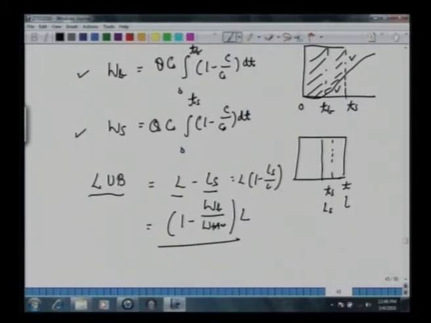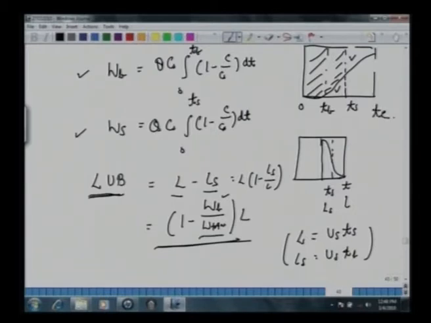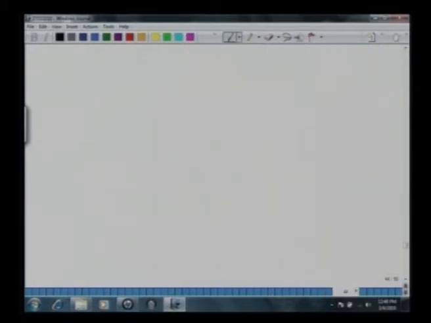LS corresponds to this TB, right? When we have the total bed saturated, we call L, we said that US into TS, and this LS was US into TB. So you should look at both the figures, this MTZ profile and this breakthrough profile, to convince yourself that LUB can also be determined from here: 1 minus the total amount absorbed till breakthrough time over the total amount till this TE time.